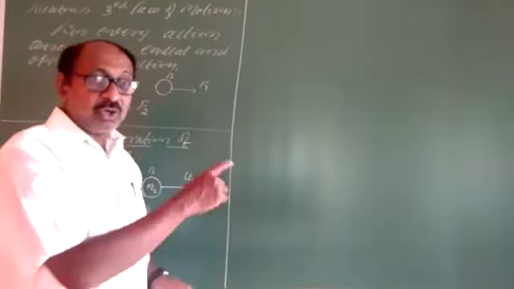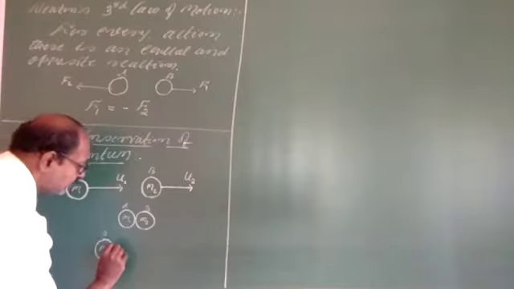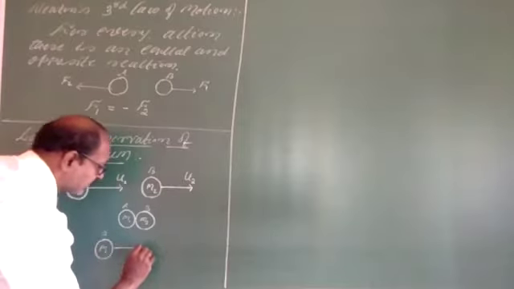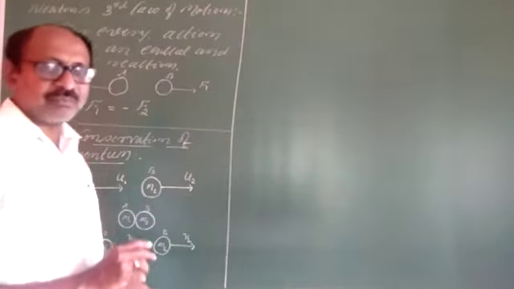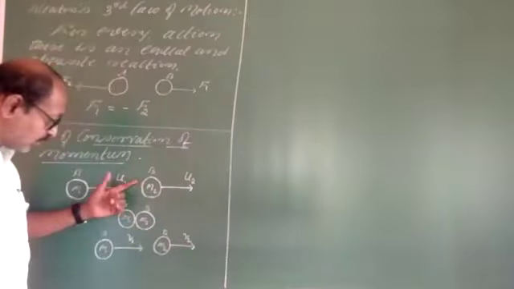Let us consider this is M1, body A. It moves with the final velocity. How to write the final velocity? U is considered the initial velocity, so V is considered the final velocity. The final velocity of the body A is V1. And the body B moves with the velocity V2. So this is before collision, during collision, after collision.